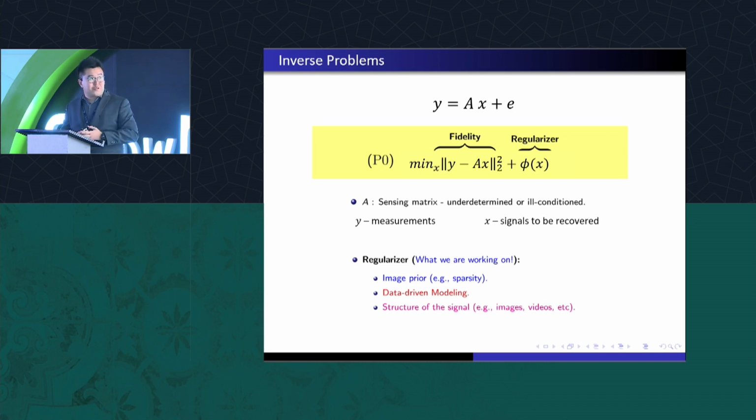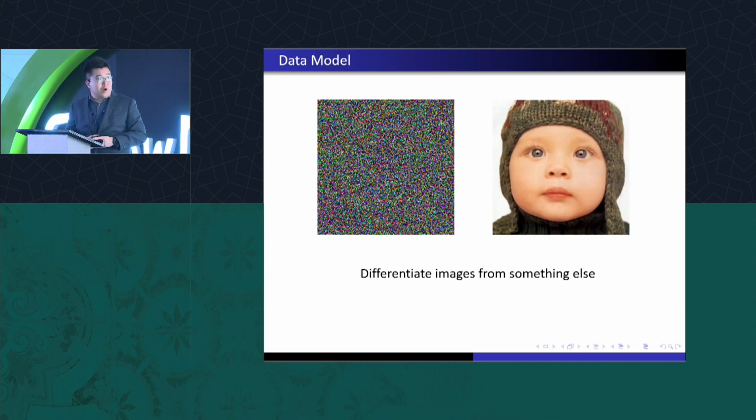Maybe some of them are based on well-known image priors. Some of them are data-driven. We're using learning to come up with data-adaptive models. Some of them are based on the specific structure of the signals. So fundamentally, the role of this data model is to figure out what the images you want to recover are, as distinct from something else. If it's denoising, you are trying to differentiate images from noise. If it's MRI, you are trying to differentiate images from different aliasing artifacts. And this is the fundamental role of the data model.